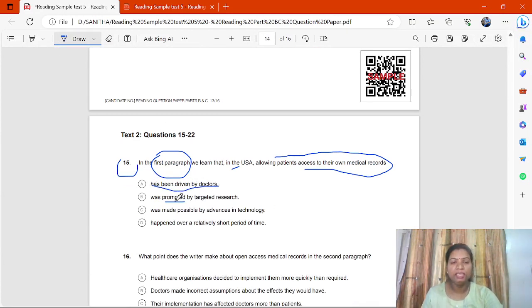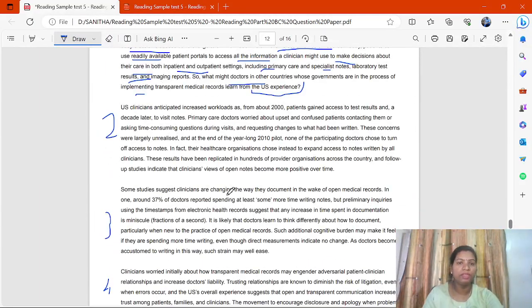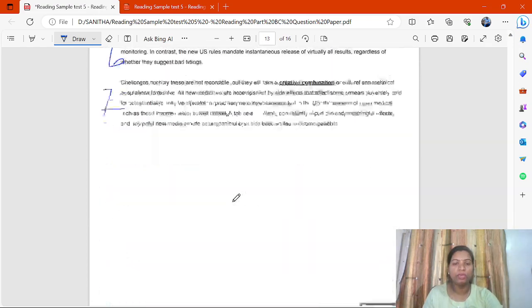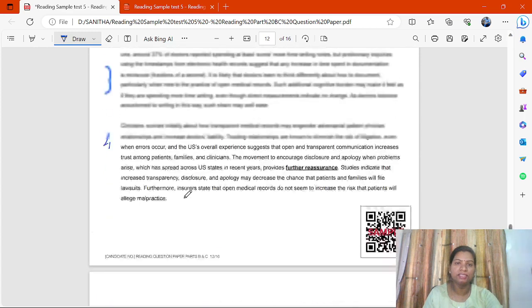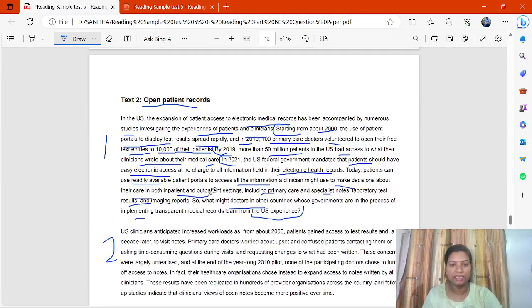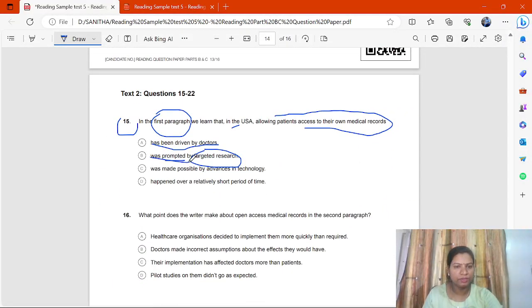Okay, the next option: it was prompted by targeted research. You have to match this option with the passage. Check, is it anywhere saying targeted research? Is there any point where they are discussing it? Just go through the passage fast. No, anywhere it is not discussing this. So you eliminate this option.